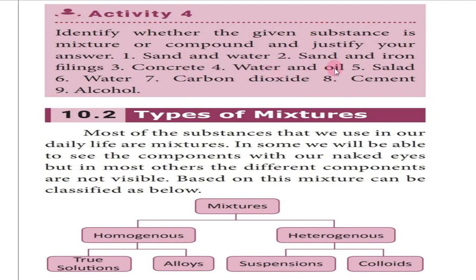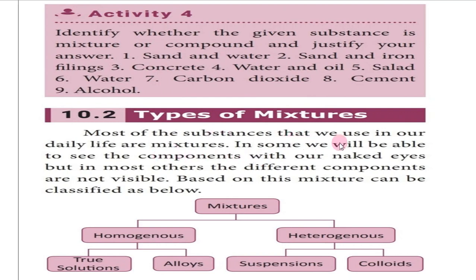Then water and oil, we can see two layers, so it is a mixture. And salad, mixture. Then water, we cannot separate it out easily, so compound. Carbon dioxide, compound. Cement, compound. Then alcohol also compound. What are the things we cannot easily separate out? That is a compound. What are the components we can easily separate by physical method? That is a mixture. Then, types of mixture.